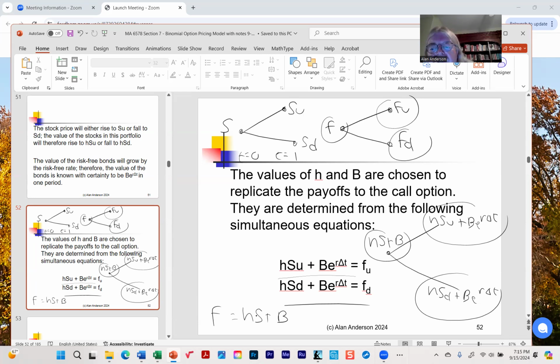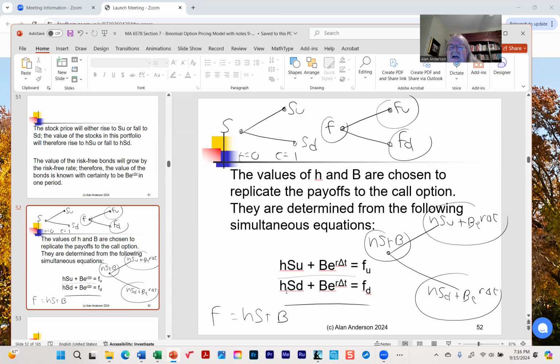What we still have to be careful about is that we still don't know the values of H and B. So what we're going to do is look for the values of H and B that guarantee that all of this is true, so that the portfolio's guaranteed cash flows are equal to the option.